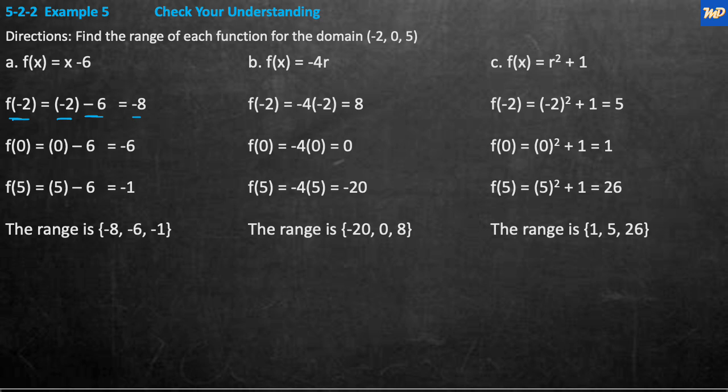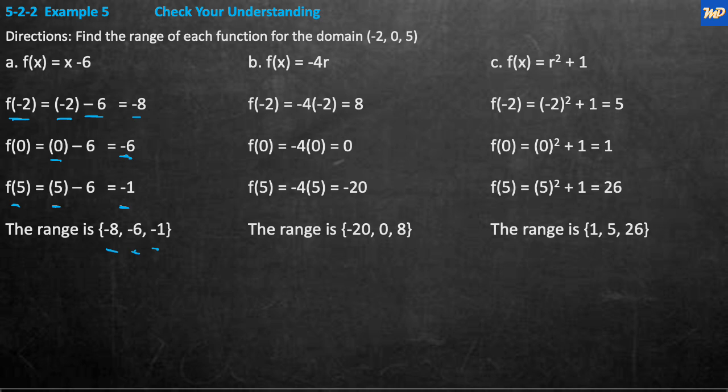I'm not going to do that because these are in order. And as I told you, you put the values in order. So these range values, they're range values. They're not ordered pairs. They're range values at this time. So -8, -6, and -1 are in order, not by order of completion, okay? So then we have f of 0 is 0 minus 6, which is -6, and f of 5 is 5 minus 6, which is -1. So now when we put these in order, we have -8, -6, and -1. They are in order from least to greatest.